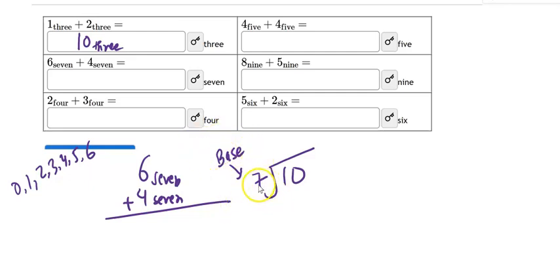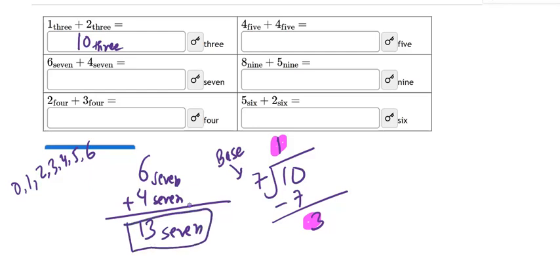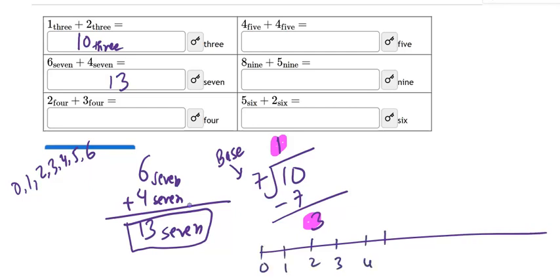You can see that 7 times 1 is 7, so the remainder is going to be 3. So the answer is going to be 1 3. If you add 6 in base 7 and 4 in base 7, you get 1 3 in base 7. So 1 3 is the answer. If you make a chart here, it looks like this: 0, 1, 2, 3, 4, 5, 6, 7, 8, 9, 10, and 11.